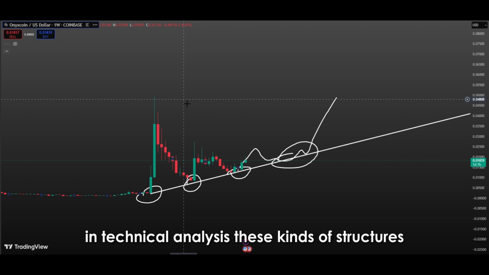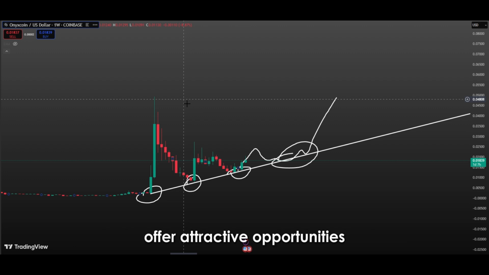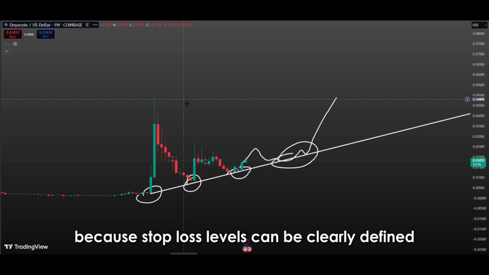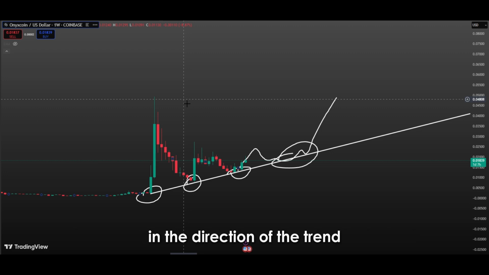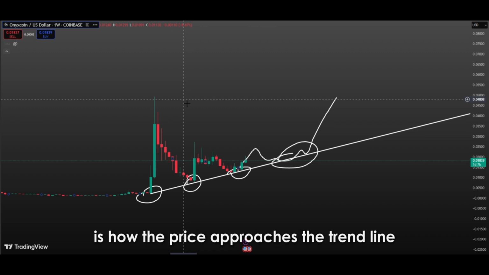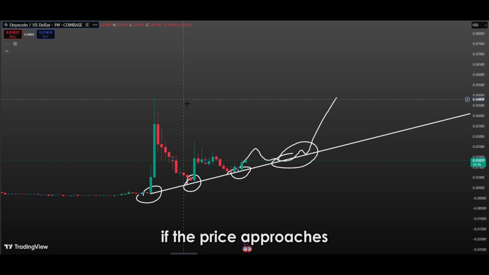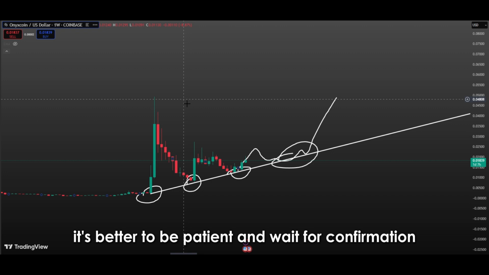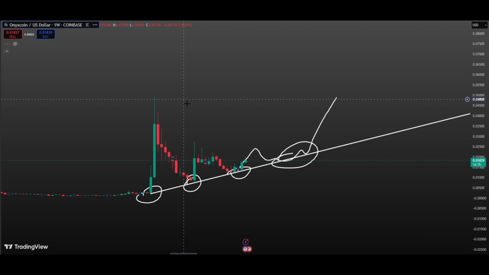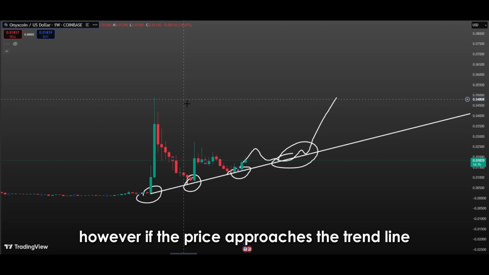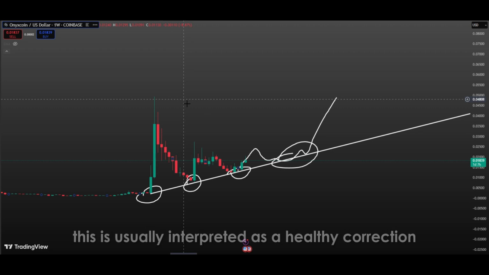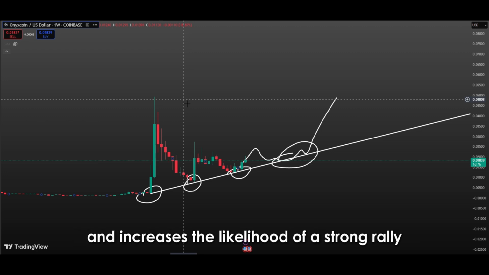In technical analysis, these kinds of structures offer attractive opportunities in terms of risk-to-reward ratio, because stop-loss levels can be clearly defined and targets can be set wide in the direction of the trend. Another important aspect to pay attention to at this stage is how the price approaches the trend line. If the price approaches with a sharp and high volume drop, it's better to be patient and wait for confirmation candles before entering a position. However, if the price approaches the trend line with a slow and weak selling pressure, this is usually interpreted as a healthy correction and increases the likelihood of a strong rally afterward.